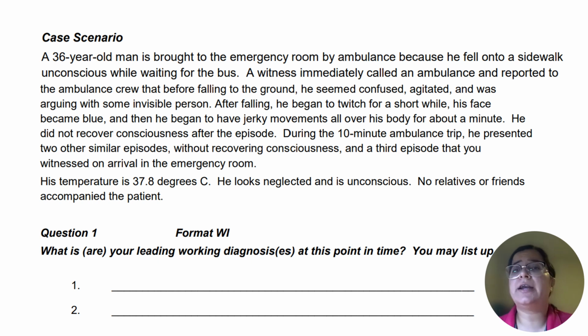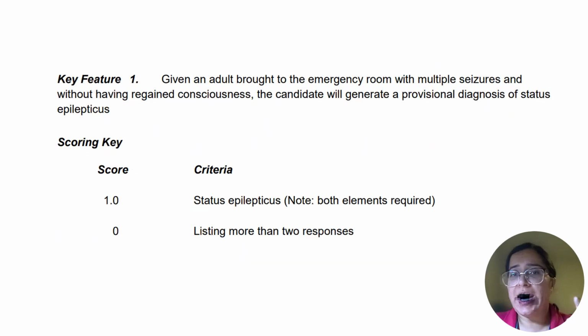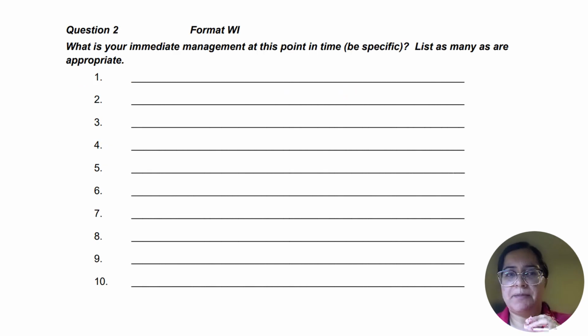So, leading working diagnosis. Leading means that one of the things that is coming to your mind is that this seems like a case of status epilepticus. So, you may think of that as the first one. And the second, if you think like, okay, this is delirium tremens or these are alcohol withdrawal seizures, that is fine. The first thing is the diagnosis is status epilepticus.